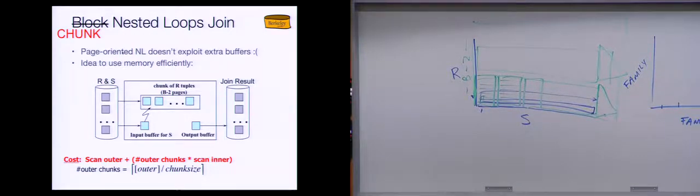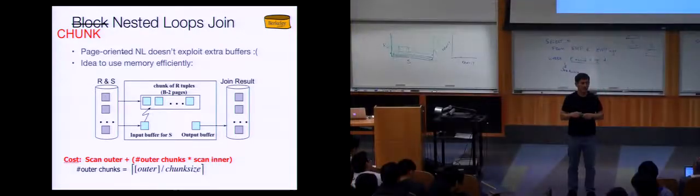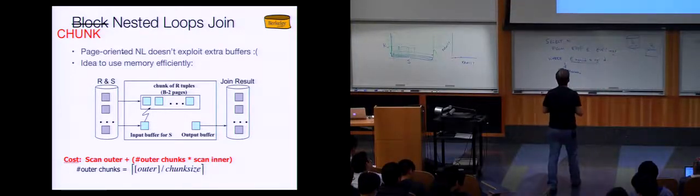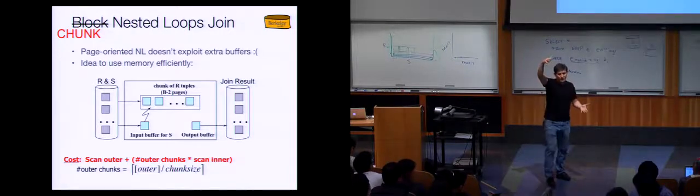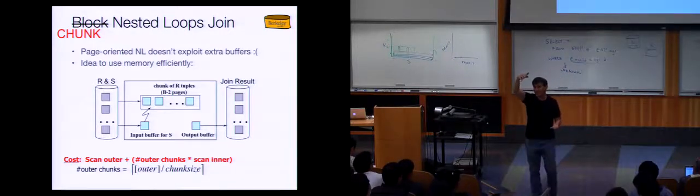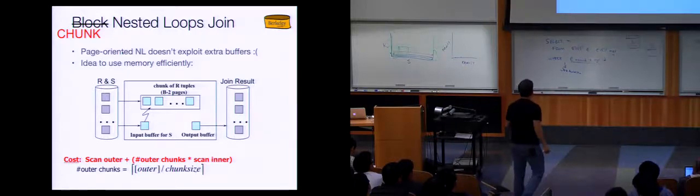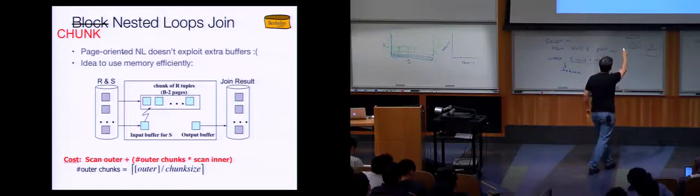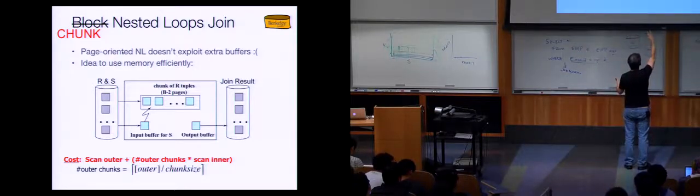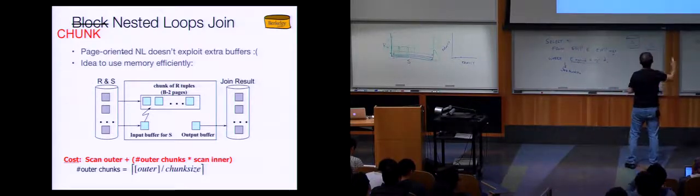Okay? Any questions on that? Was that clear? All right. So in this case, the cost is you're going to scan the outer, and we're going to divide the outer into these B minus 2 page chunks. And that's how many times we'll pass through S, right? So it's the cost of scanning the outer, which is [R], plus the number of outer chunks, B minus 2 page chunks, times the cost of scanning the inner relation.